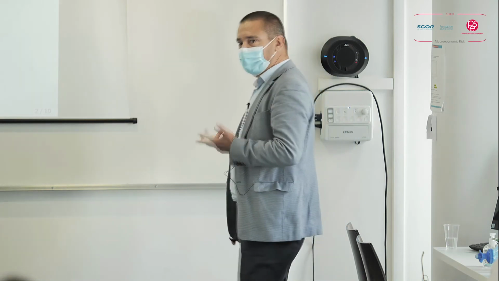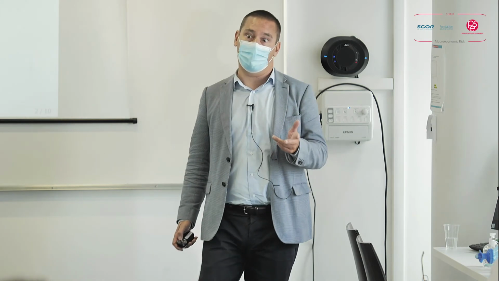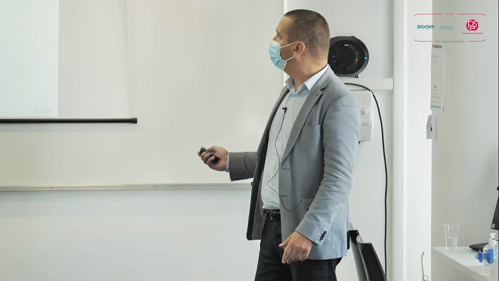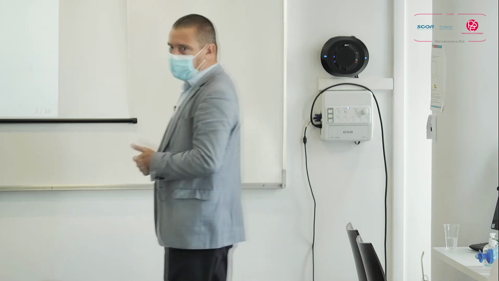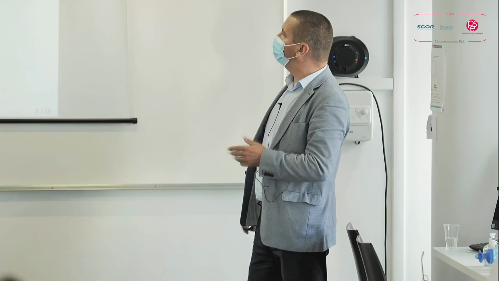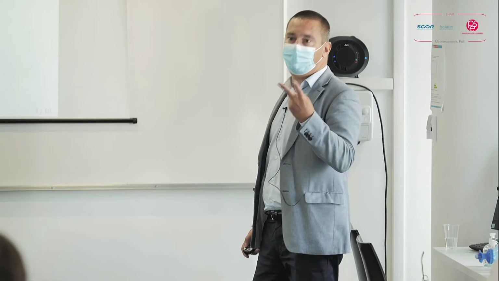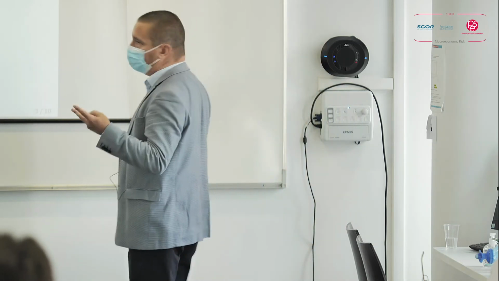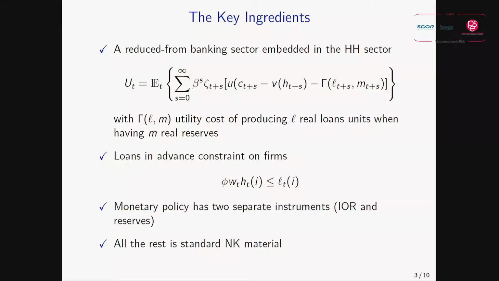And the very surprising result is that it takes a very small deviation from the standard New Keynesian model to reach this. So Olivier presented the model in 2 slides. I'm going to do that in 1 slide. Okay, I'm going to skip this as a matter of fact, but essentially keep in mind that there are just 2 guys showing up on top of the New Keynesian material. So there's this reduced form banking sector, which is embedded in the household program, and there's a loan in advance constraint on firms. And that's it.